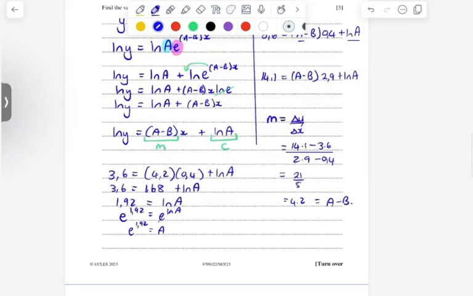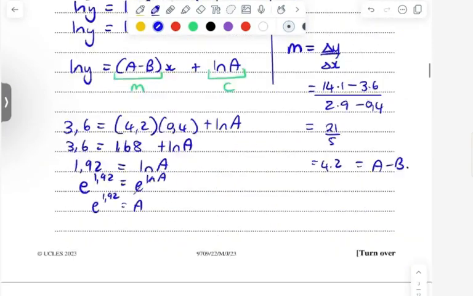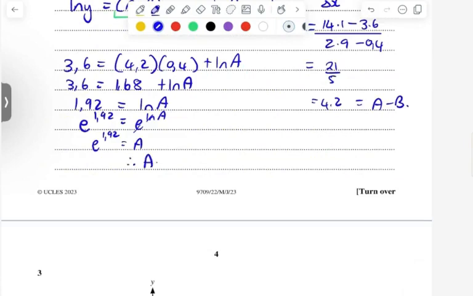And they ask us to give a and b correct to three significant figures. So a is then equal to 6.82. That's three significant figures. And a minus b, so if we plug that in, we've got a b value of 2.62. Okay, and those are our a and b values.